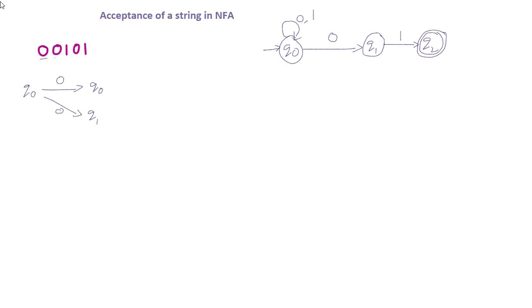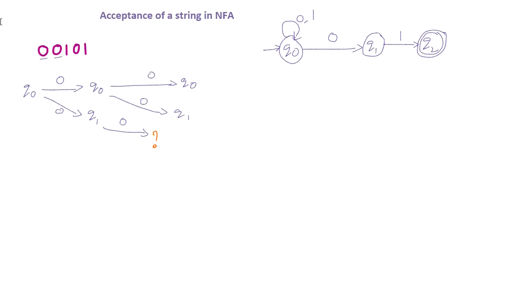And the second symbol to be read is 0. Q0 on 0, again there are two possibilities, that is Q0 and Q1. Process the second symbol from Q1. Q1 on 0, it is not defined in the given NFA, so the process will stop here.